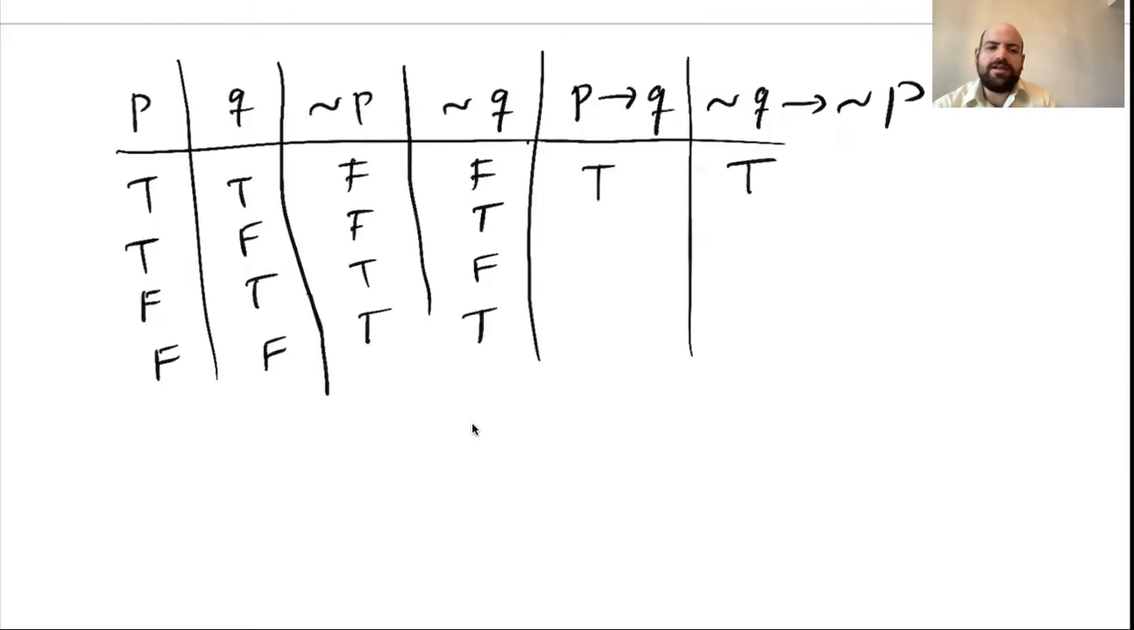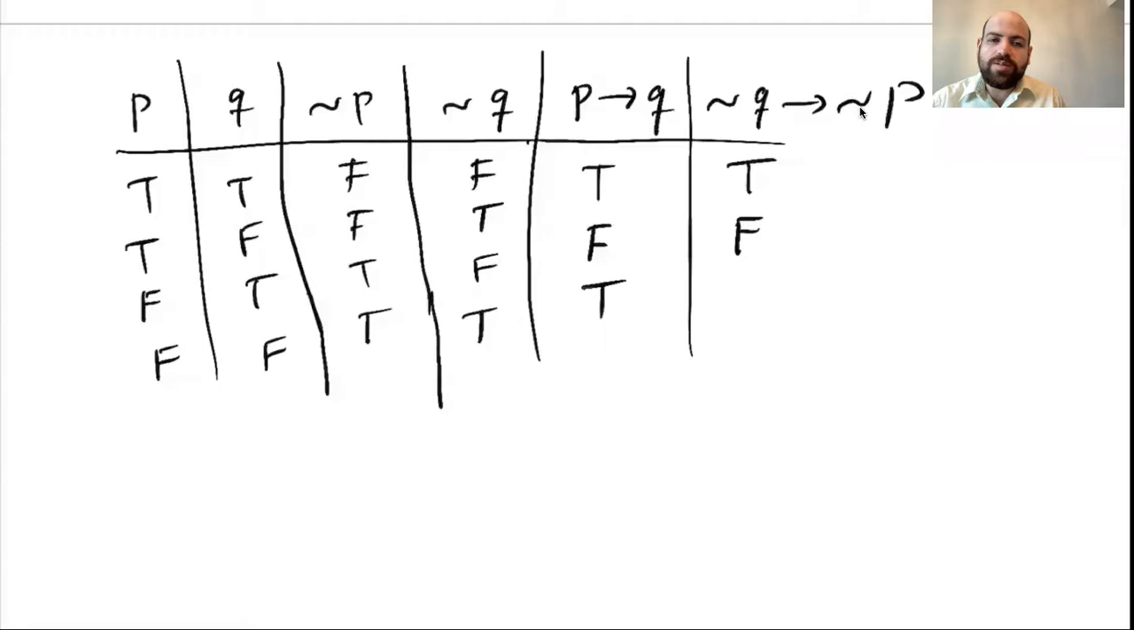Now let's look at the second row. True implies false will be false. What about negation Q implies negation P? Negation Q here is true, implies negation P is false. So true implies false is also false. And then for the third row, we have P implies Q will be false implies true. False implies true is true.